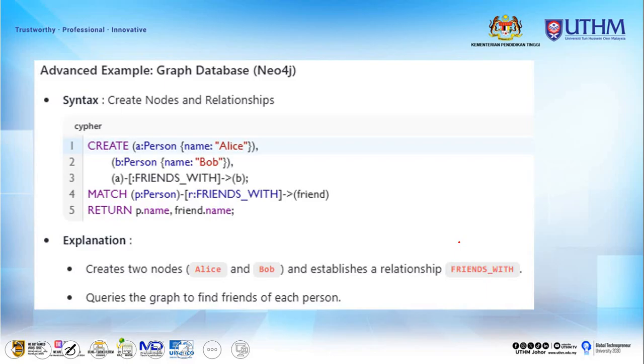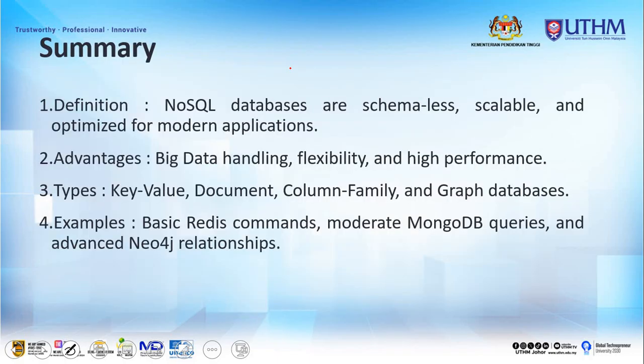This one is another example of a database, which is Neo4j. This one is more of a graph-based database. So this is all about the NoSQL overview. We already learned about the definition, advantages, types, and some examples. I hope this gives you some idea about NoSQL databases, their characteristics, and also how the NoSQL commands look like.